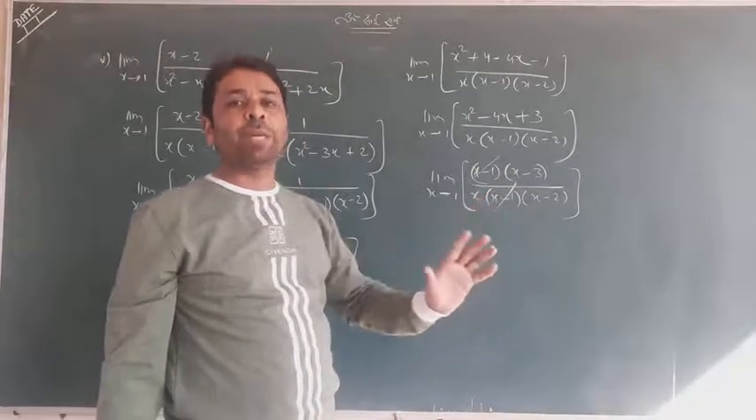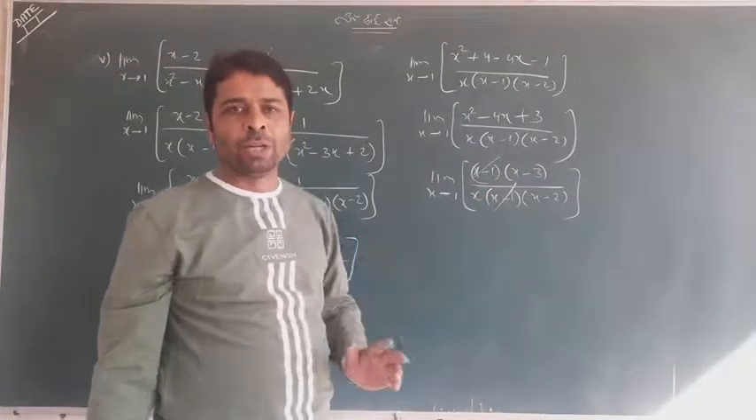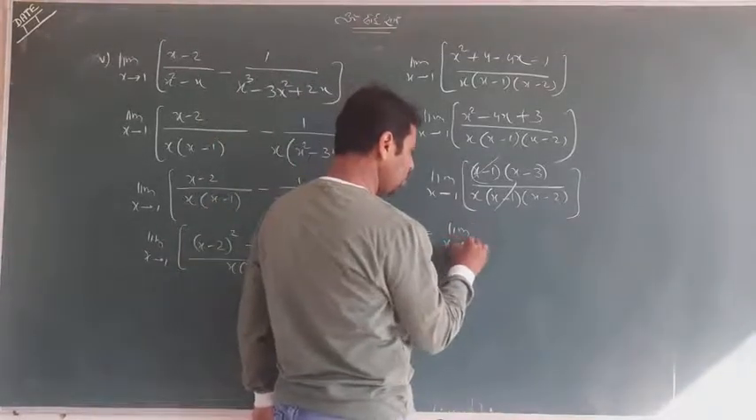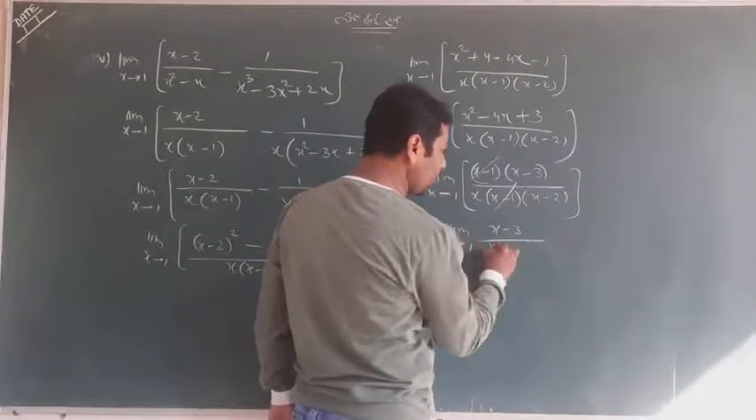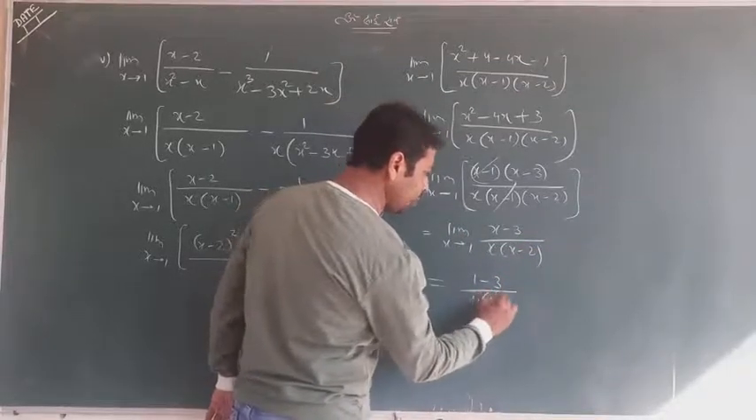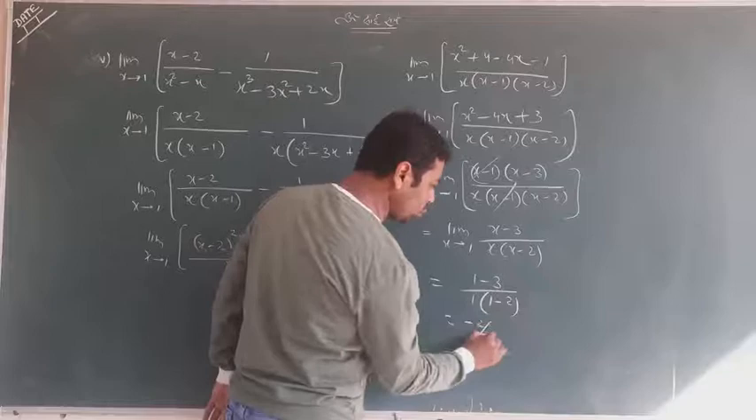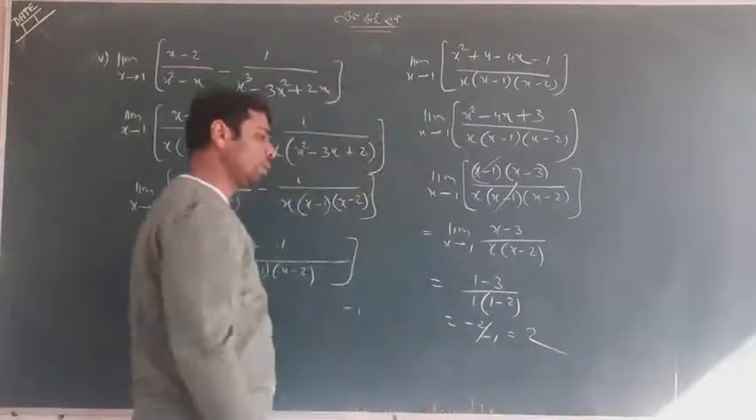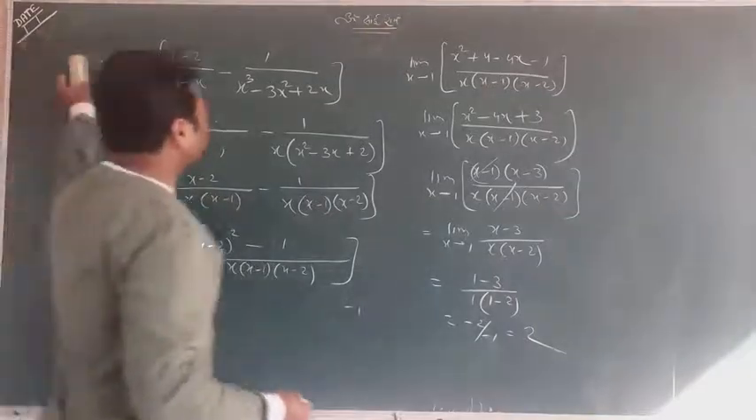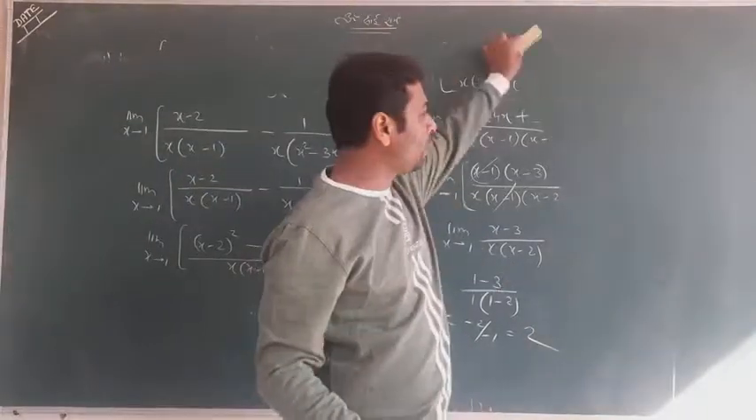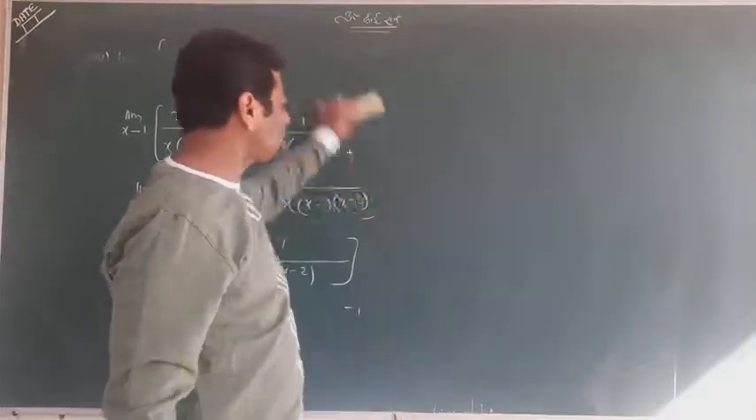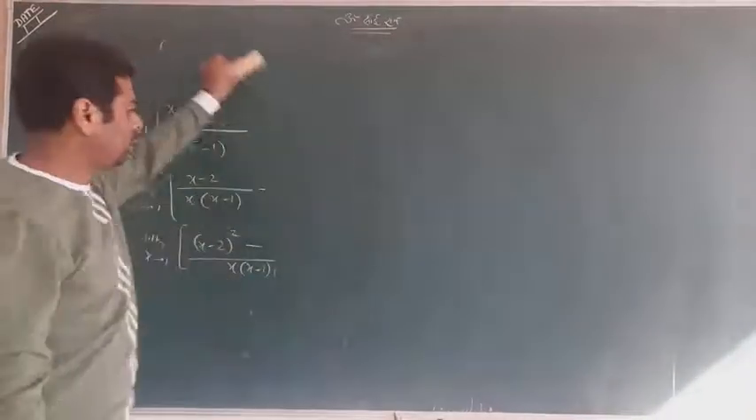The term containing x minus 1 cancelled. It was our enemy, actually. Now the answer is x minus 3 upon x and x minus 2. Use the limit: 1 minus 3 upon 1 into 1 minus 2. So your answer is minus 2 upon minus 1, so the answer is 2. This is completion. I hope you have got it till now. You just have to simplify the term after getting 0 upon 0 or not defined answer, using the factorization method here, and get your answer.